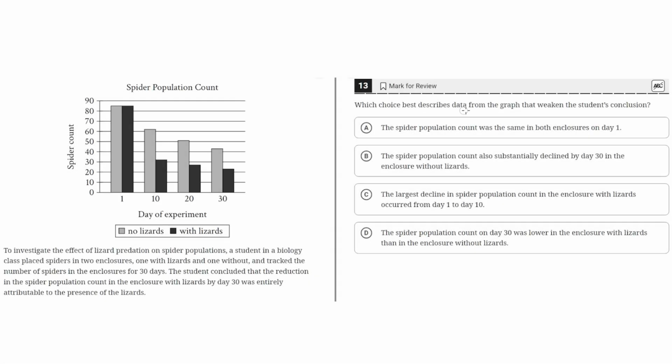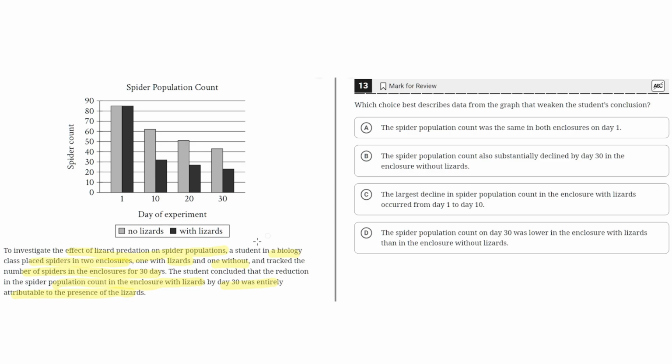Which choice best describes data from the graph that weakens the student's conclusion? To investigate the effect of lizard predation on spider populations, a student in a biology class placed spiders in two enclosures, one with lizards and one without, and tracked the number of spiders in the enclosure for 30 days. The student concluded that the reduction in spider population count in the enclosures with lizards by day 30 was entirely attributable to the presence of lizards.